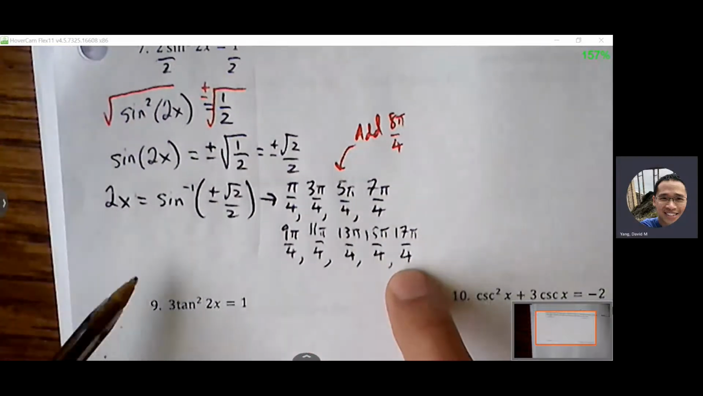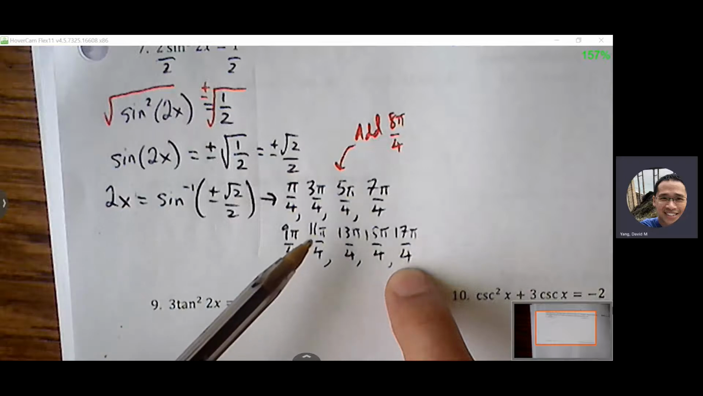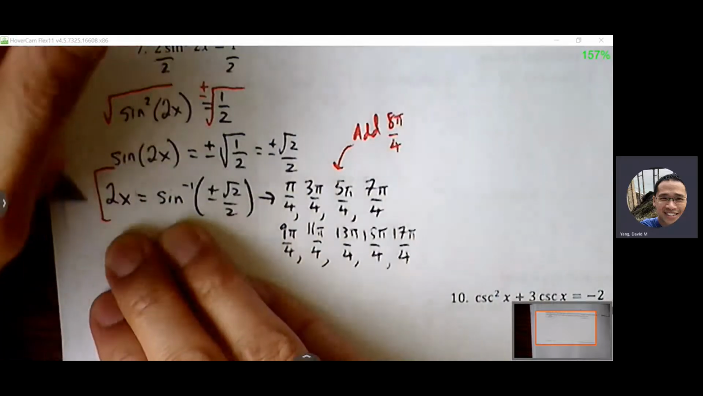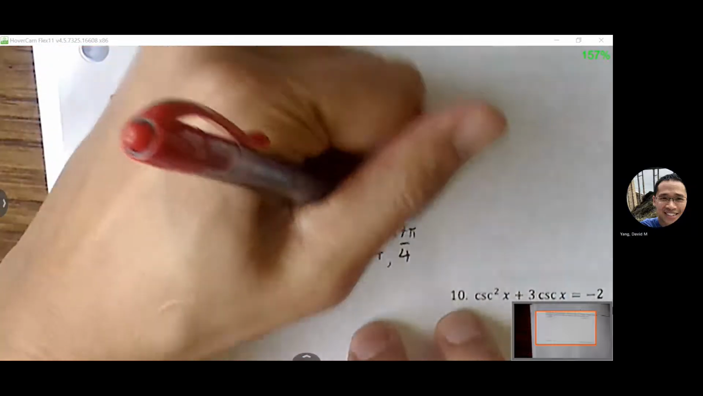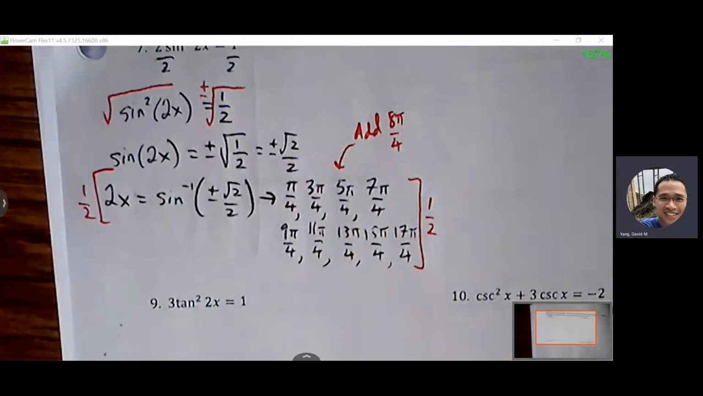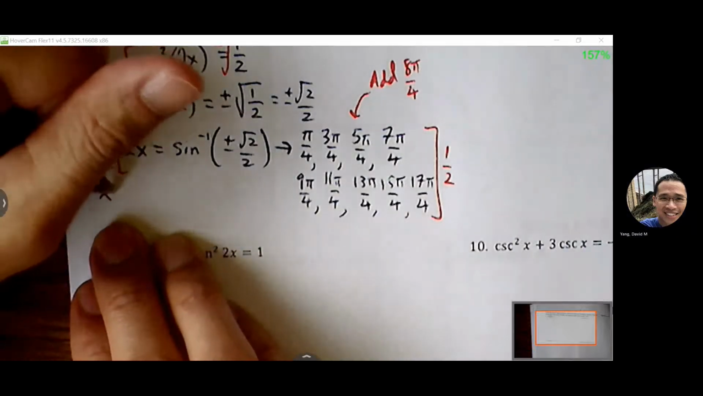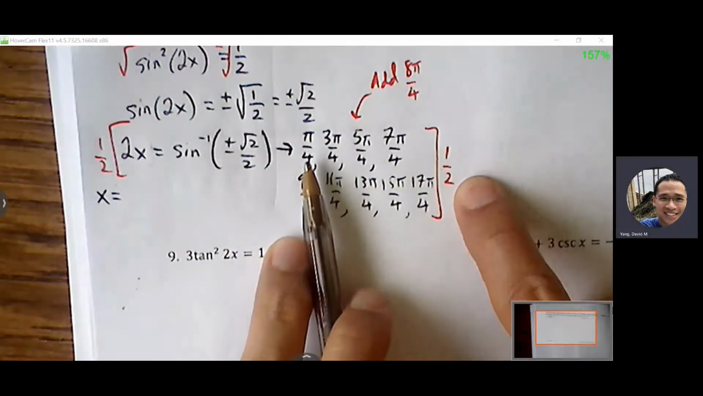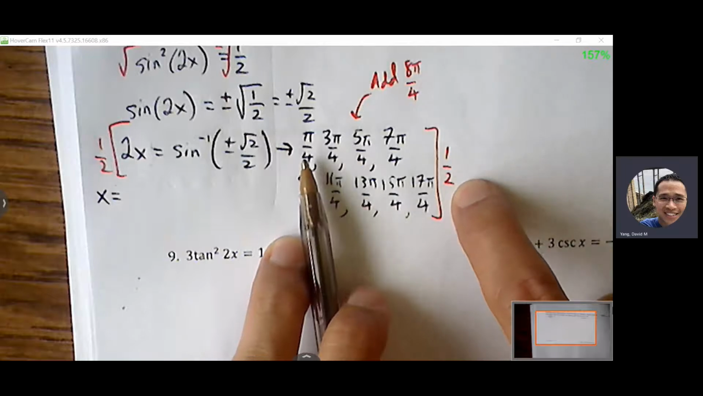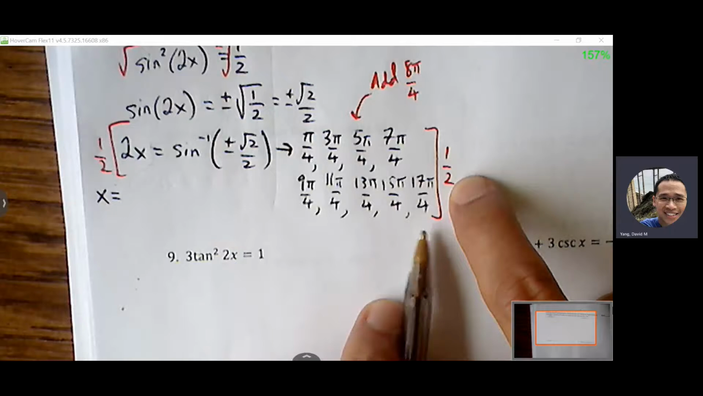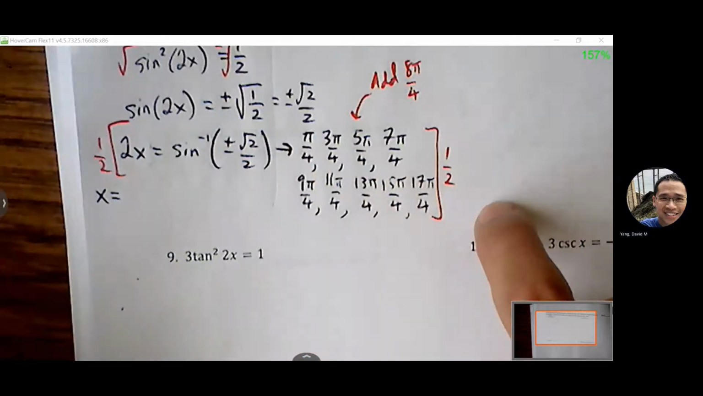Okay, so of all these angles, I'm going to divide by 2, which is the same thing as multiplying by 1/2. So multiply each of these fractions by 1/2. So pi over 4 times 1/2 will be pi over 8. So basically all the denominators will change to over 8.